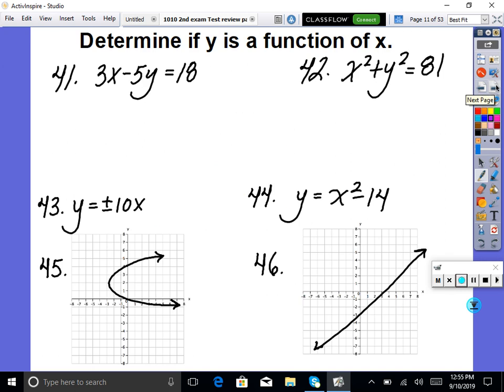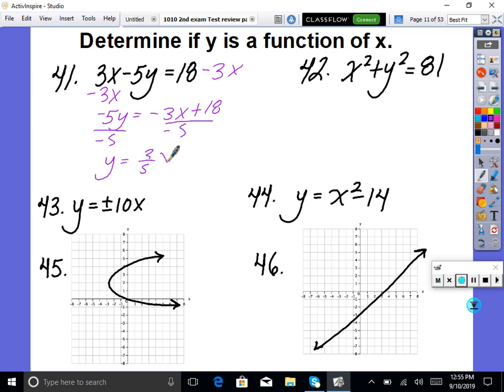Determine if y is a function of x. So remember, I always get y equals as my function, and then I just look. So subtract 3x, negative 5y equals negative 3x plus 18, divide by negative 5. So y is equal to 3/5 x minus 18/5. And lines are functions. They pass the vertical line test. Now recall, the only time we would be saying no is if we had a plus or minus.